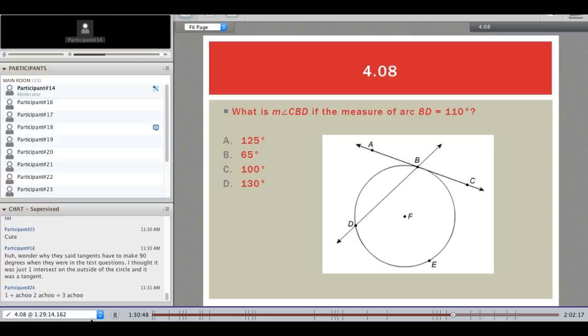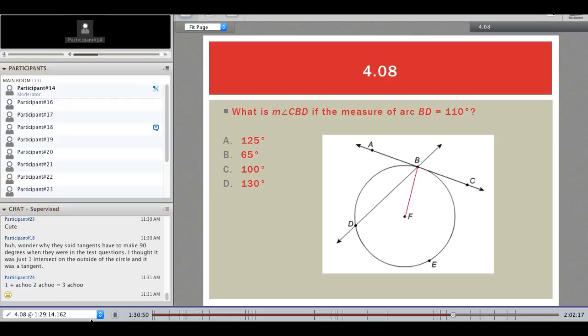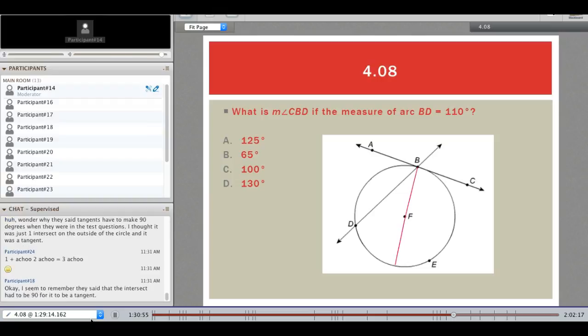If I had drawn the radius from B to F, or let's say we do the diameter, since that's a chord, let's say, okay, well, let's figure out this angle right here. We know the measure of this arc, if it's a semicircle, is 180. If you take half of that, that's 90, which would make sense, right?